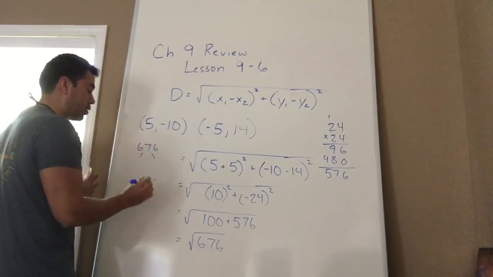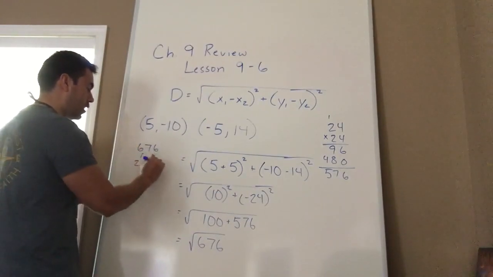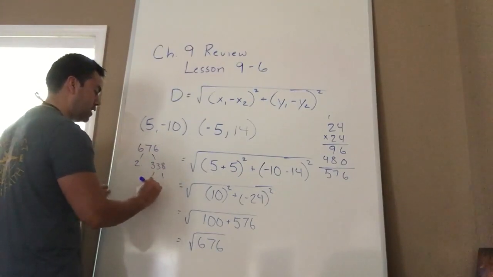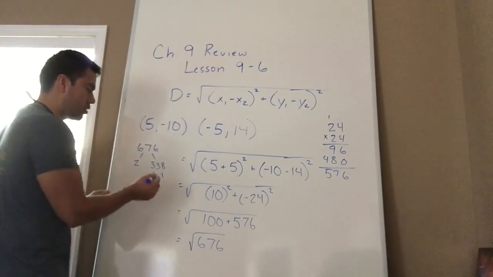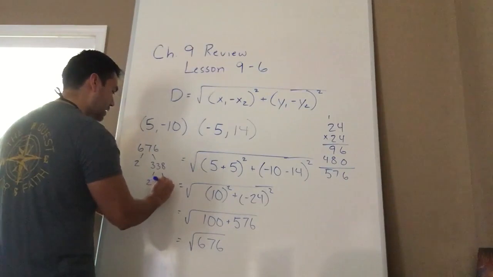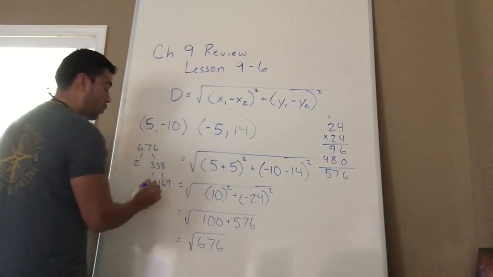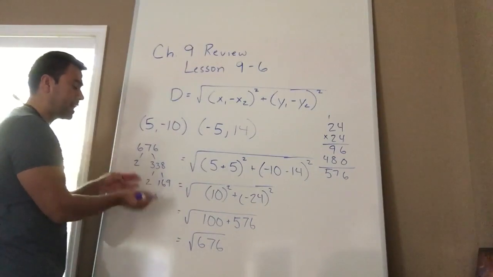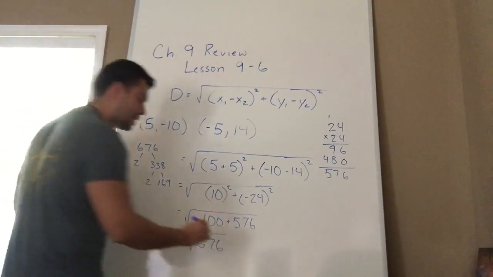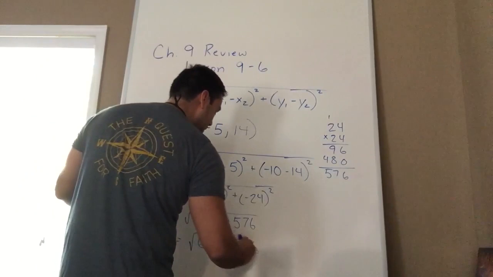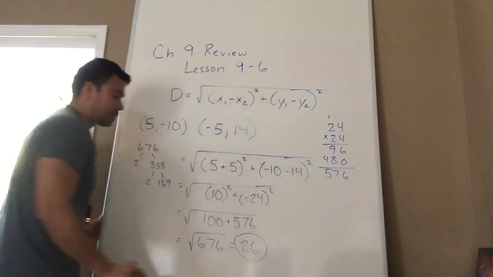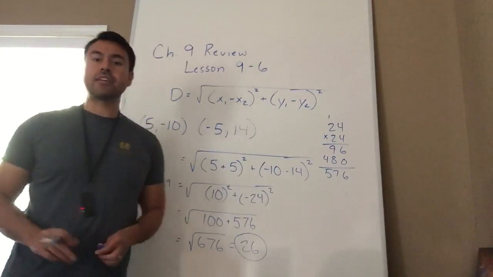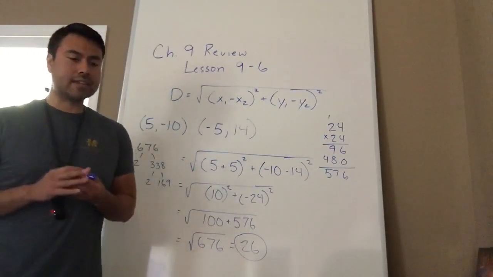676, and I'm going to go the easy route. I'll go 2 again. So I know it's going to simplify because 2 goes into it twice. 169. Oh, and then that's a perfect square, right? So I take out a 2 and I take out a 13, and that's going to give me 26. That's going to give me the distance between those two being 26. Okay, so that's how you use the distance formula on 9-6.